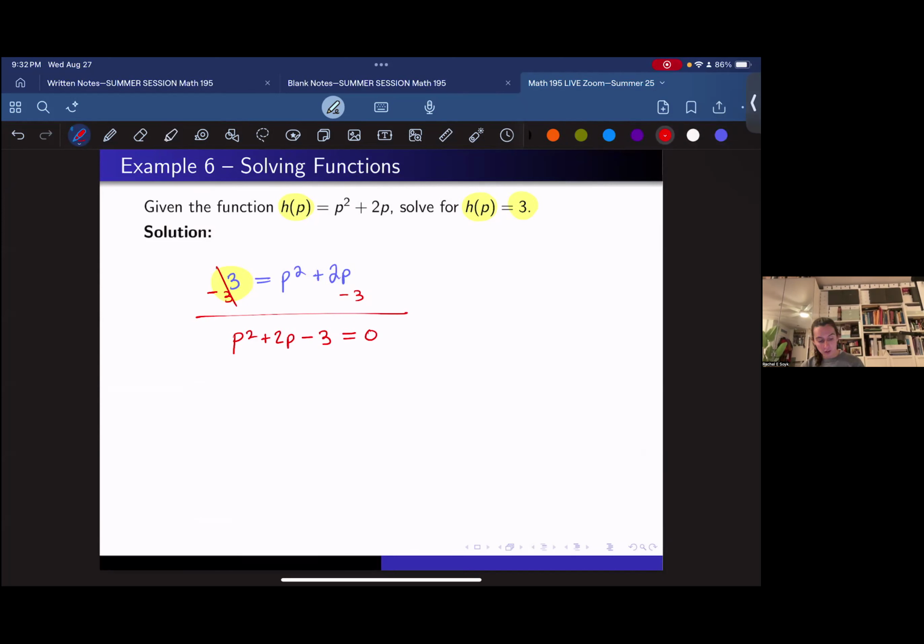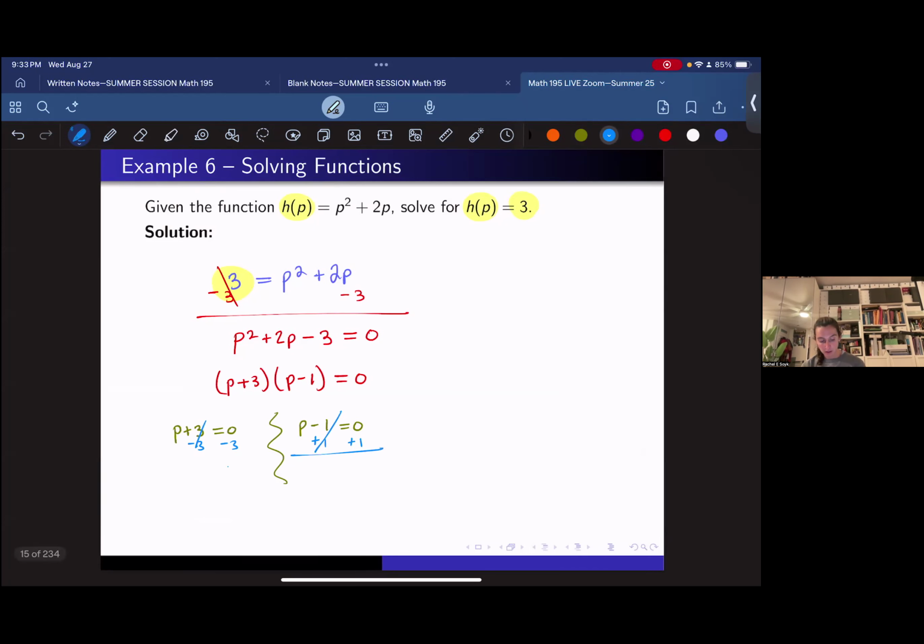And now we can factor the left-hand side. This just factors into p plus 3 in parentheses, p minus 1, which then by our zero product property, we can set each of these binomials equal to 0 so that we can solve for our two potential values of p. And so we end up getting p is either equal to -3 or +1.